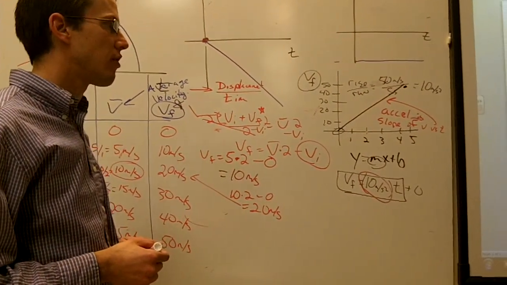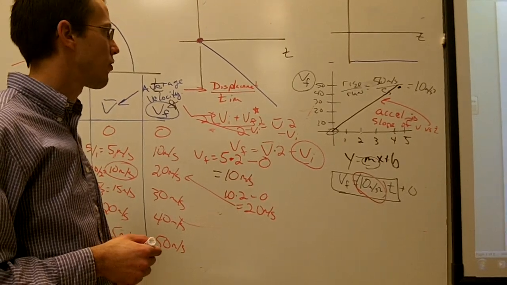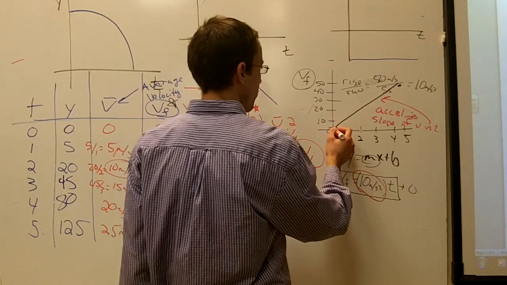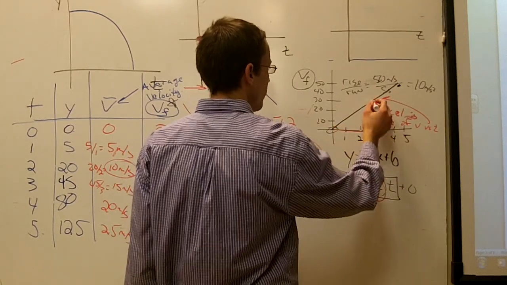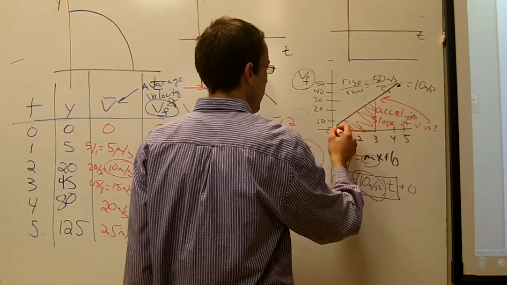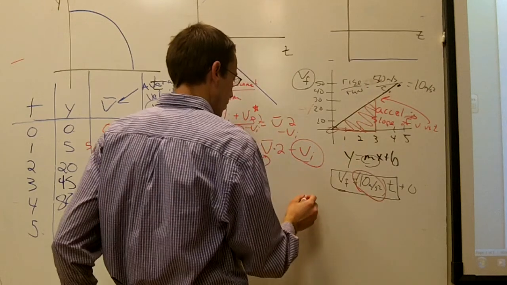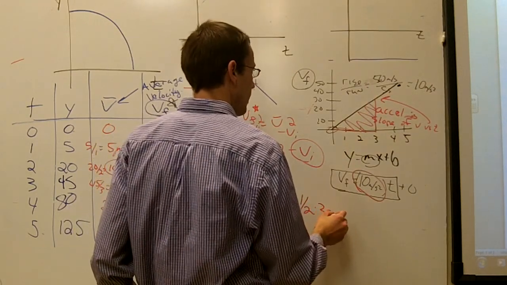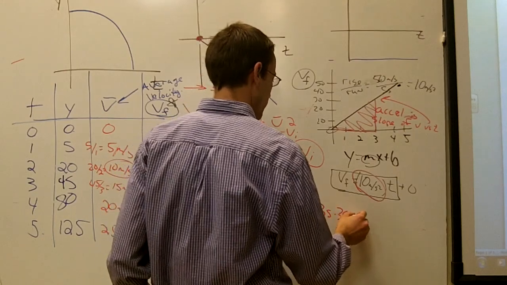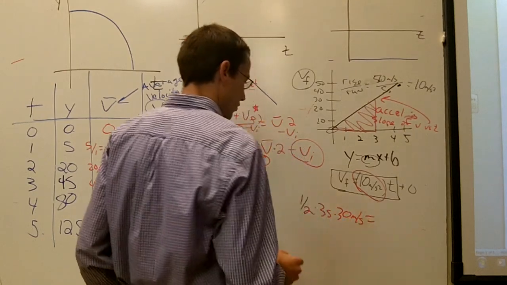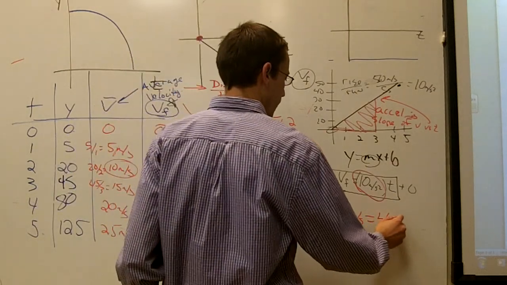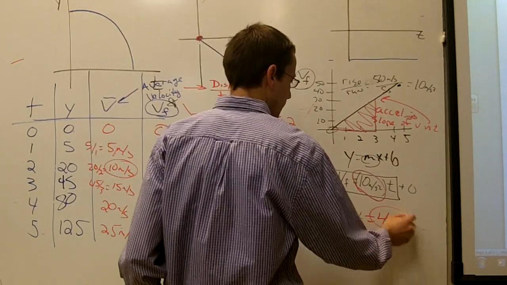It says using your graph to determine the displacement for the first 3 seconds. Okay, so we're going to use the graph. Remember, displacement, graphing-wise, is this area from here to here. So that's 1/2 times 3 seconds times 30 meters per second. So that's 90 times 1/2, which would be 45 meters.